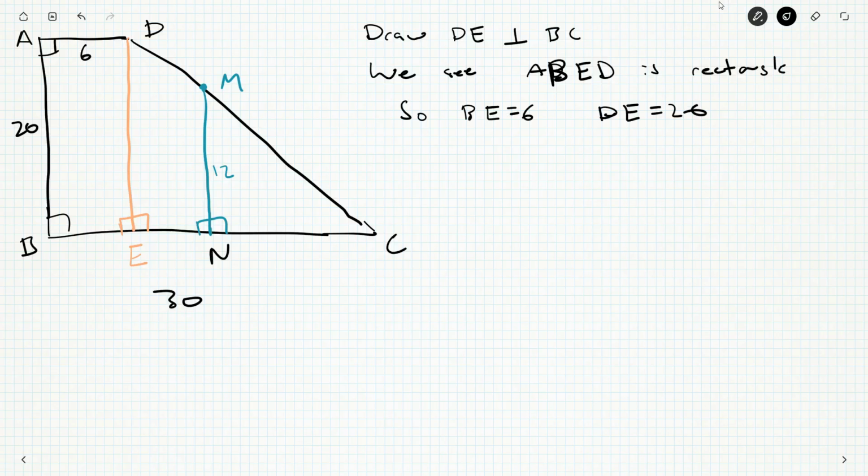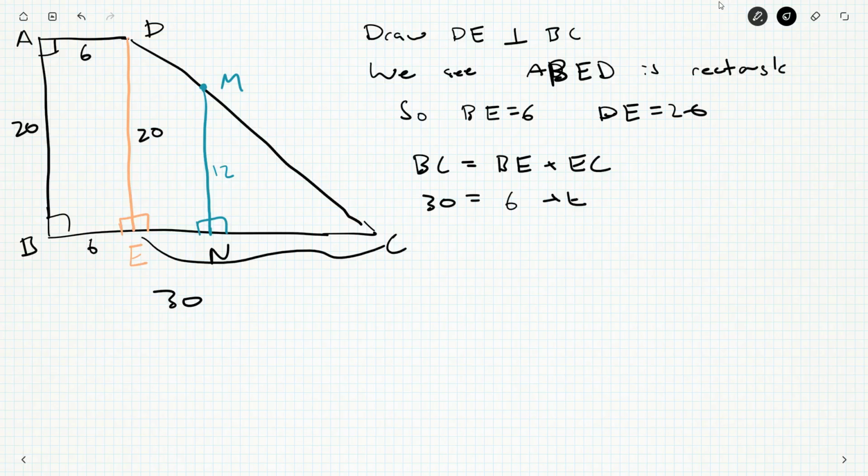Where am I going with this? I'm going to get two similar right angle triangles. But I know 20 is here, I know 6 is here. What's left for EC? Well, we can calculate that out. So BC is BE plus EC. This is 30, 6, and then what is EC? Well, we rearrange. EC is 24. So we got 24 here.